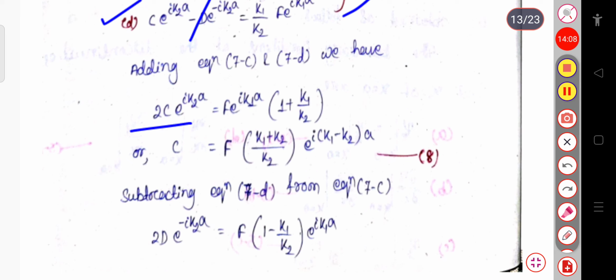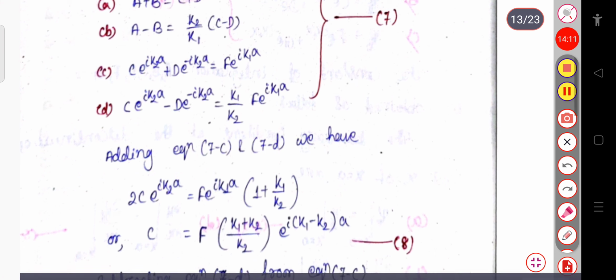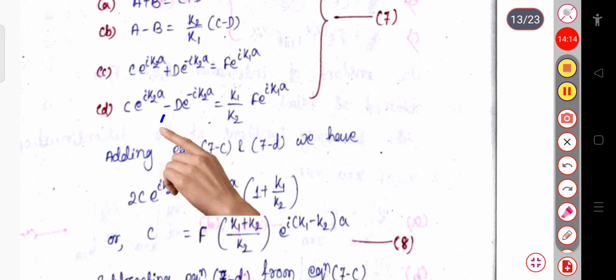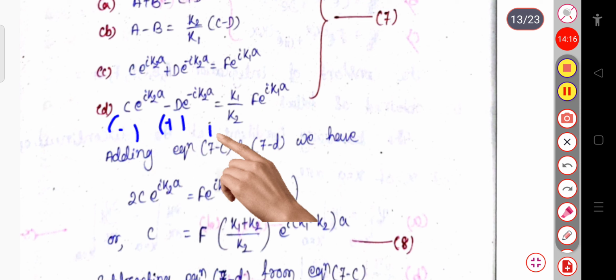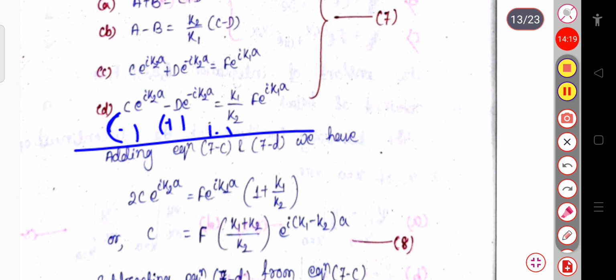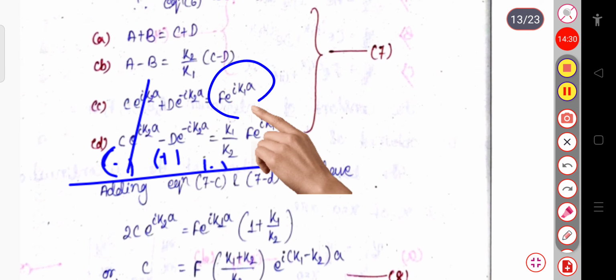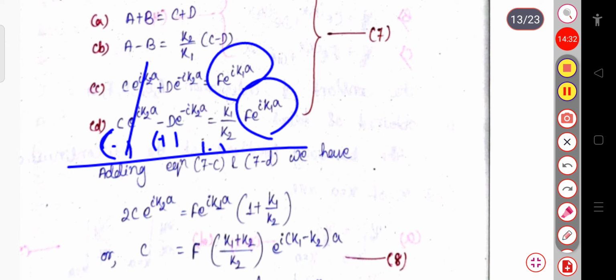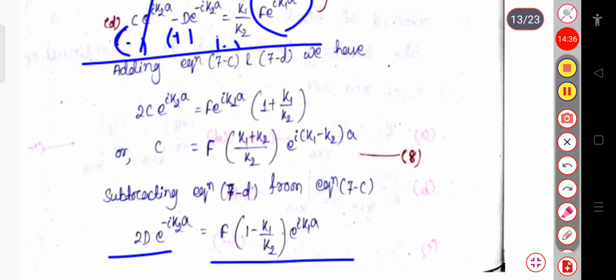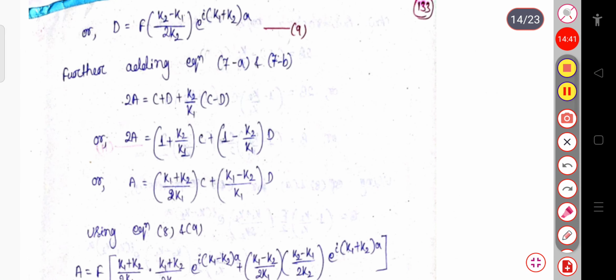Okay. Now also if we subtract this 2, you can see this will be plus 1, and this is your minus, and this is your minus, plus times minus gives minus, minus times minus gives plus sign. So this 2 gets cancelled. So 2D exponential minus ik2a will be equal to F exponential iota k1a, with k1 taken common: 1 minus k1 by k2. So this will be F into 1 minus k1 by k2 into exponential i k1a. So we can write D will be equal to F into (k2 minus k1) divided by 2k2 into exponential iota (k1 plus k2) into a.